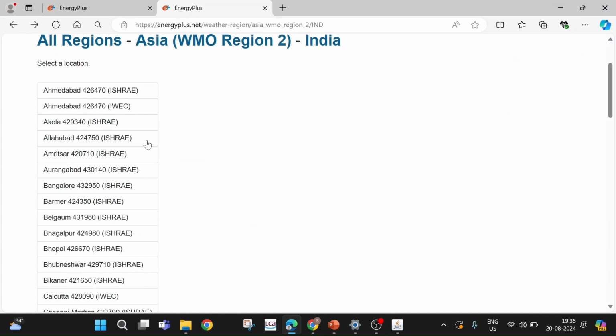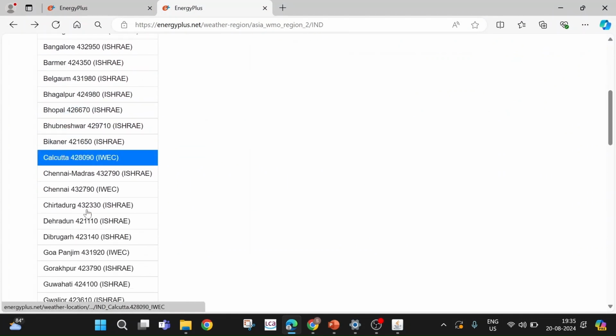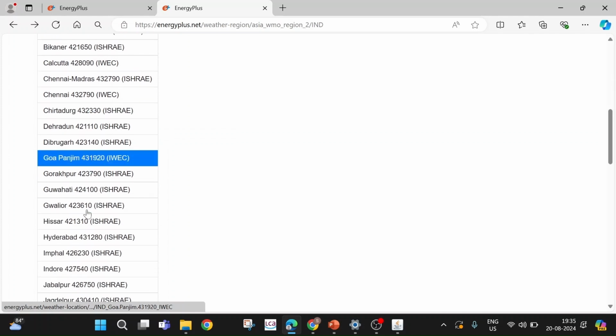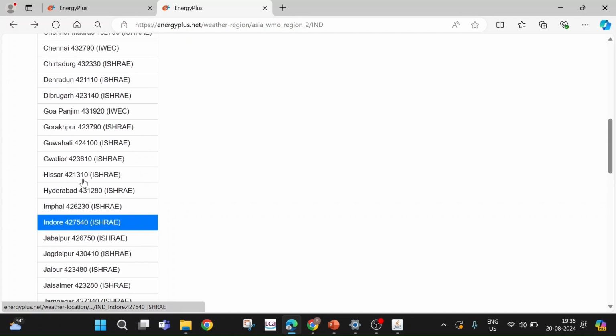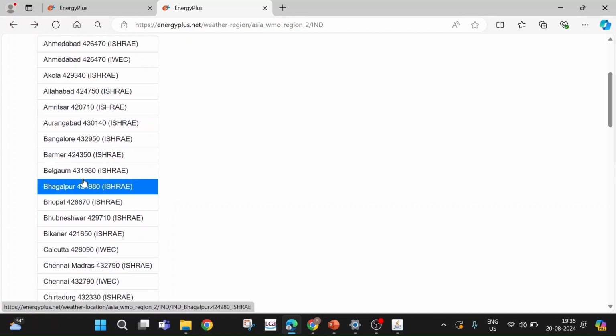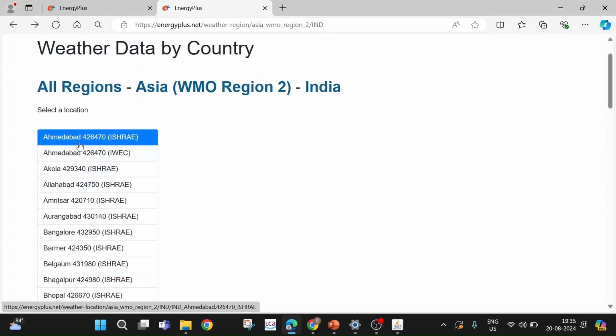What I wanted to say is that most of the cities are not mentioned. You can see Leh is not mentioned, or Delhi in particular. If you want to go for a particular city or a particular location in Ahmedabad, you will not have a similar climate throughout Ahmedabad. So what to do in that regard?